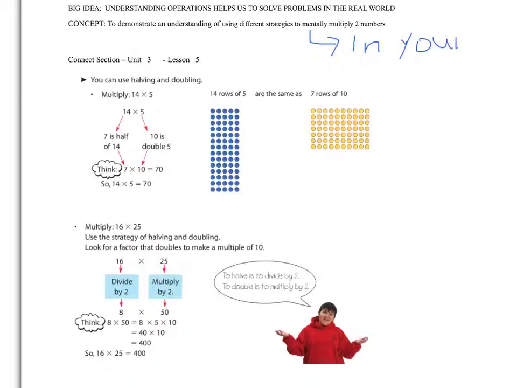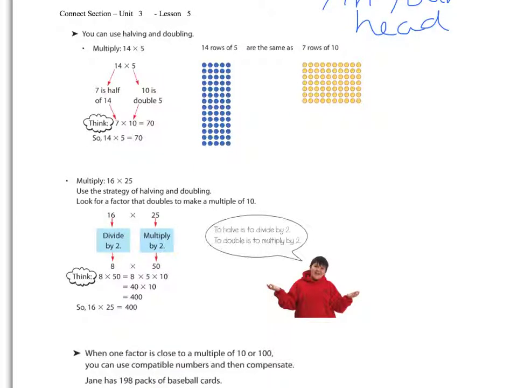Now this can be really tricky for some people, so I'd like you to just try to do as much as you can in your head. As with this entire unit, there are no calculators. At this point, you may use your multiplication table. So no calculator, but you are able to use your multiplication table to support you. All right, we are in Unit 3, Lesson 5, the Connect section.